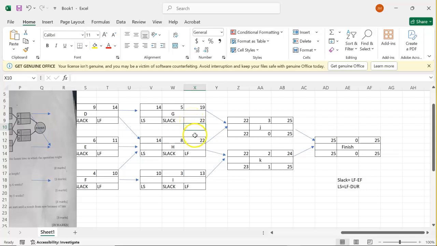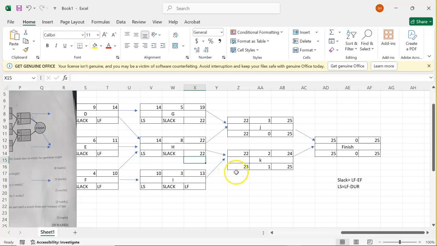For H, when you look at H, H was coming from J and K. So for let finish there, we get the lowest number. So when we're going back, we get the lowest number, unlike when we're getting the highest number going forward. So here we will be able to pick 22 there from J, because H was coming from two projects.